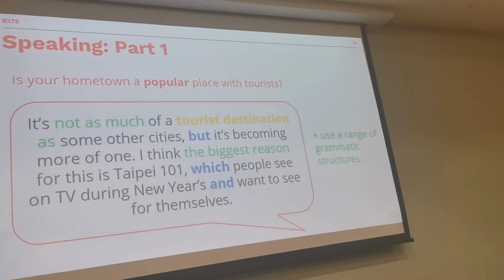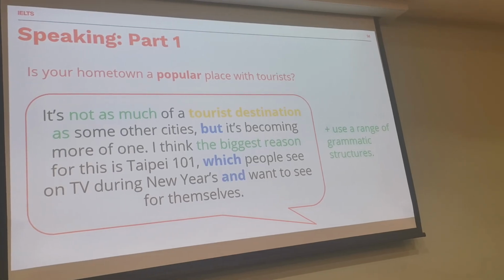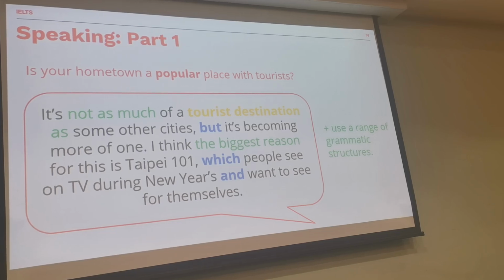So again, high level because we're linking sentences together, complex sentences, using which, and we're using tourist destination. It's kind of high level words. The biggest reason, not as much as, so kind of superlatives and different forms of comparatives. So we need to be confident to use this language.